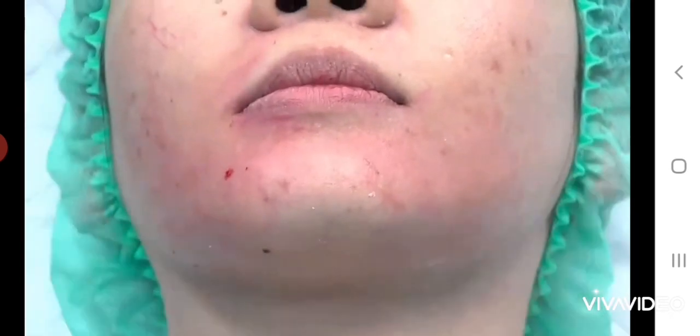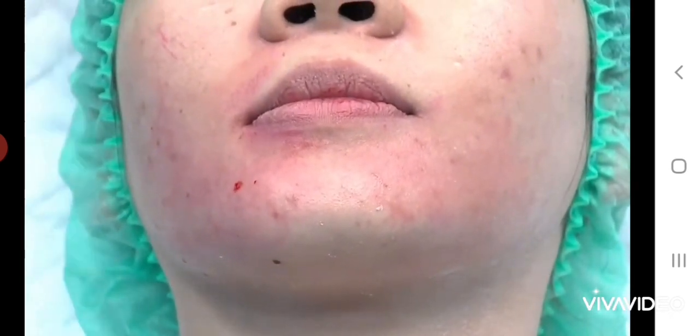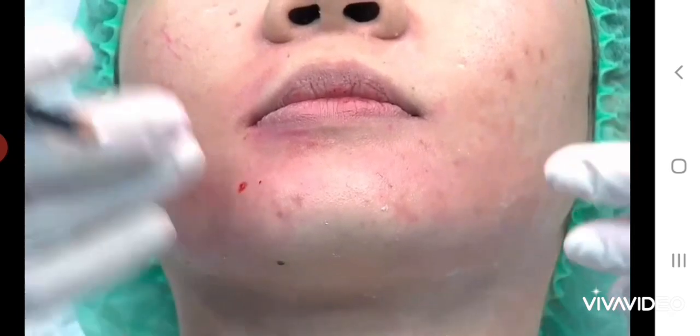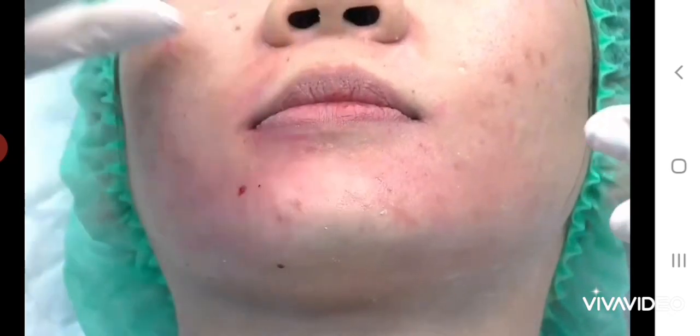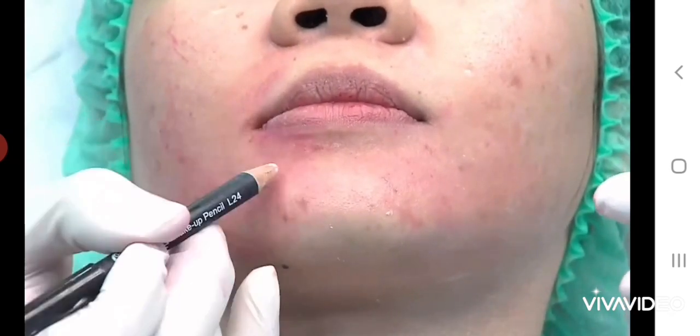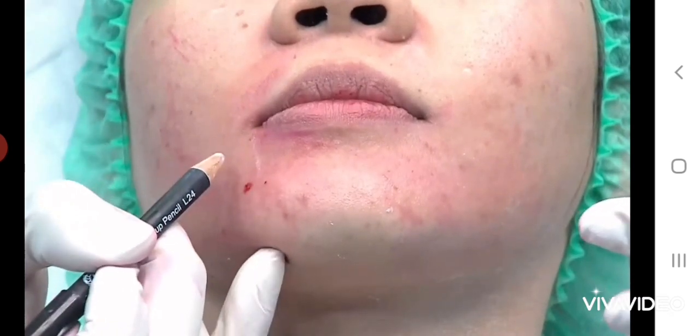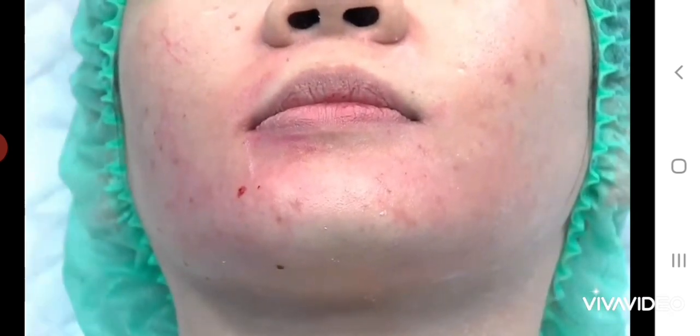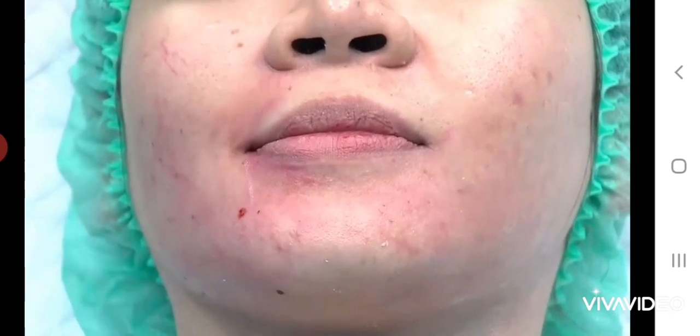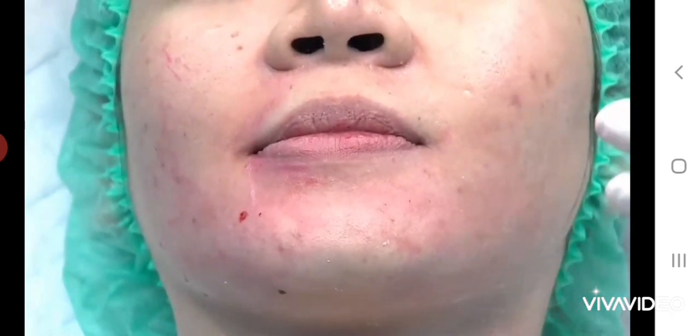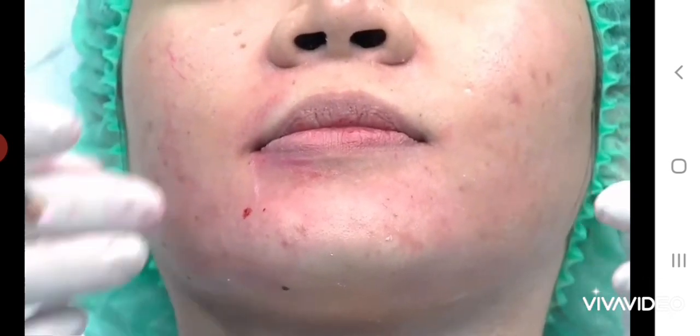But for the one that has an aging problem about the mouth corner, before you inject the filler to the lip and the marionette line, it will disappear very quickly when you have the muscle problem. So you must relax this muscle too.